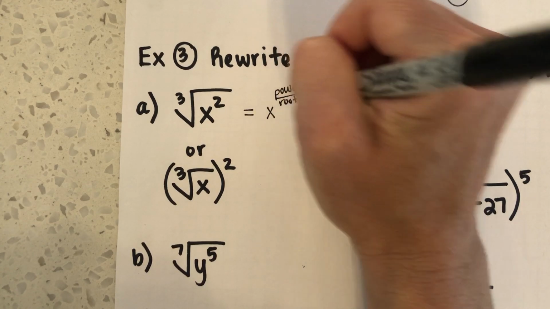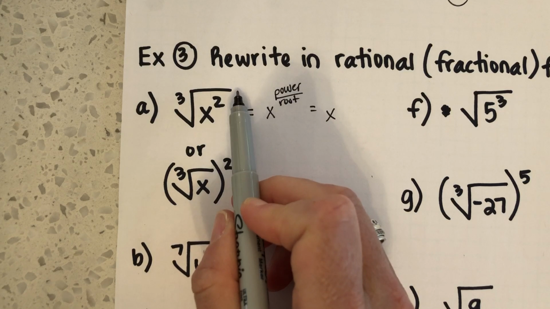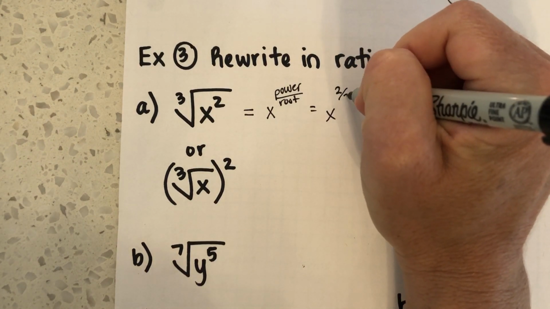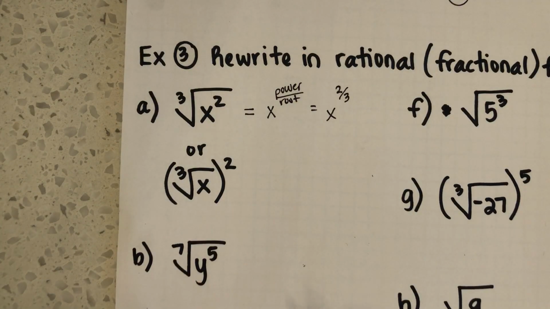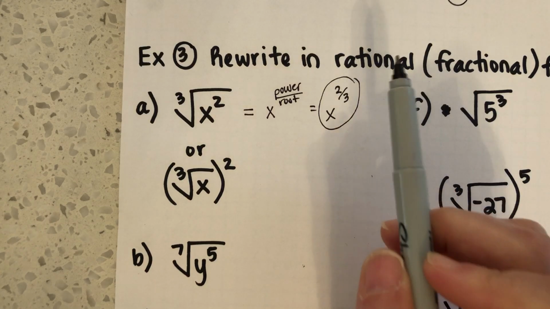So it'll be clearly x has a power of 2, nothing on the outside here, and a root of 3. So this would be x to the 2/3 power. And you're done. You have rewritten it as a rational fractional exponent.